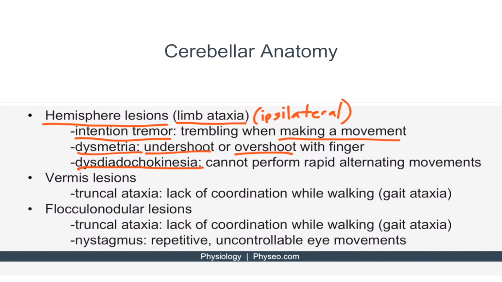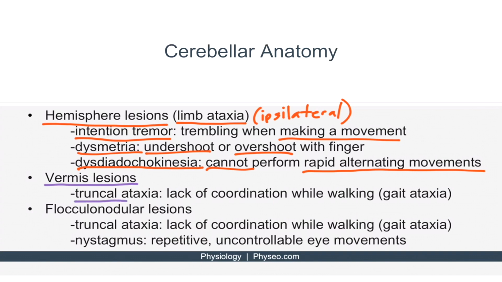Now, dysdiadochokinesia means that the patient cannot perform rapid alternating movements. So in clinic, patients can be asked to flip their hands on their lap over and over and over again so that their palms face up and then down, and do it really quickly. And if they have a hemisphere lesion, then they could demonstrate dysdiadochokinesia and will be unable to do it with that limb. So we're now talking about vermis lesions, so in the center, or the midline of the cerebellum.